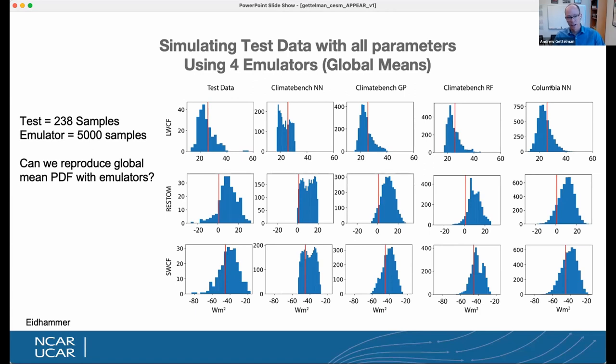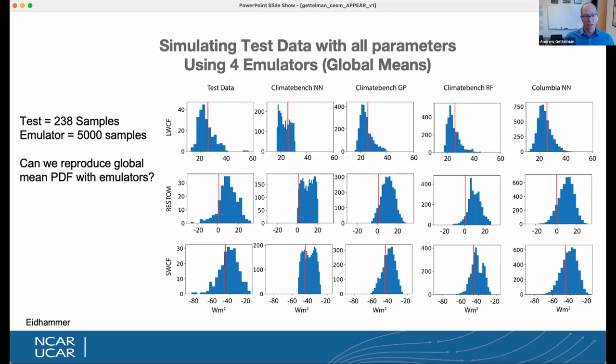And then this is the neural network that Greg was talking about. And you can see, we can actually reproduce the PDF. This is 238 samples, and then we've created another 5,000 samples to fill out that parameter space when we do this. The climate bench neural network isn't quite working that well, but the others are doing a pretty good job of reproducing these PDFs.